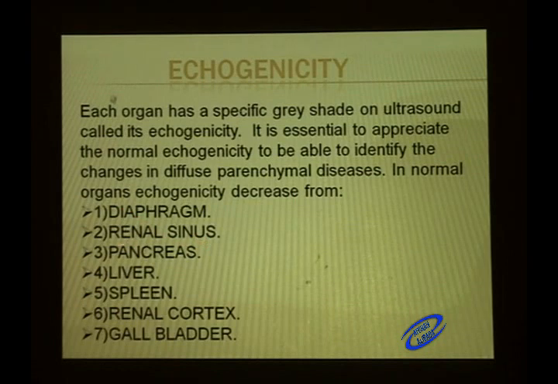Therefore, when we are looking at the scan, the echogenicity of the renal parenchyma, that is the renal cortex, should be less than that of the liver. If the renal cortex or renal parenchyma is brighter than the liver parenchyma, it would mean that either the liver is abnormal or the kidney is abnormal. Therefore, it is essential to have an idea of the normal echogenicity of all the structures as compared to one another, because whenever there is a diffuse parenchymal disease, it will cause a change in the echogenicity of that organ or structure.